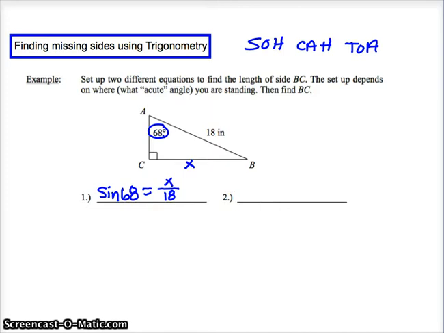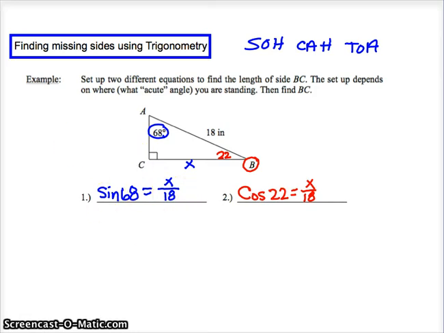Now, we could have just as easily used the other angle down here because we know there are 180 degrees in a triangle, and I've got 90 here and 68 here. This one must be 22. So from B, I actually know I'm working with the adjacent side and hypotenuse. So if I'm working with angle B down here, this would be the cosine of 22 is equal to x over 18. Okay? Either setup will give us the same answer.